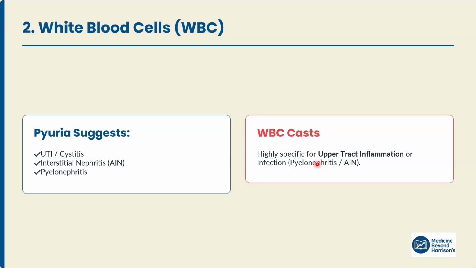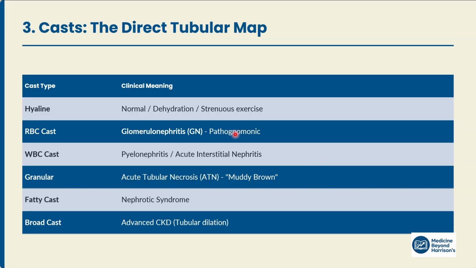Other types of casts that can be seen are hyaline casts. Hyaline casts are always normal, just formed by the urine. Tubular normal proteins like Tamm-Horsfall protein can be seen normally, due to dehydration or strenuous exercise. RBC casts, as we already saw, are due to glomerulonephritis, which is pathognomonic. WBC casts can be seen in pyelonephritis or acute interstitial nephritis.